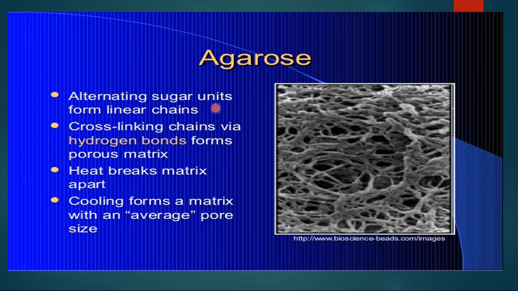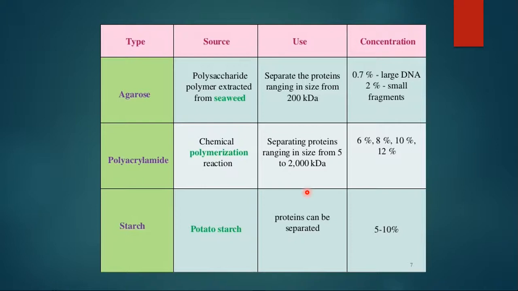See here, alternating sugar units form the linear chains, and these cross-linkings are going to be hydrogen bonds. The heat breaks these matrices, and on cooling they form again, and these are the pores, isn't it? So, the pore size of this agarose.